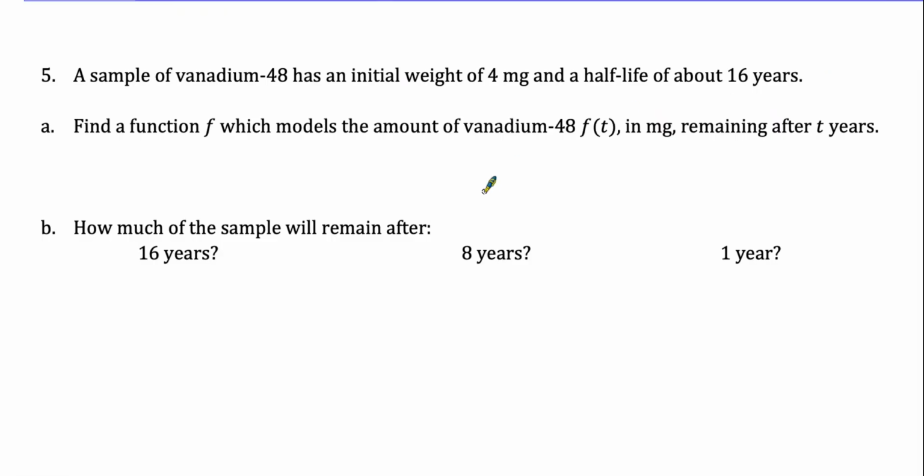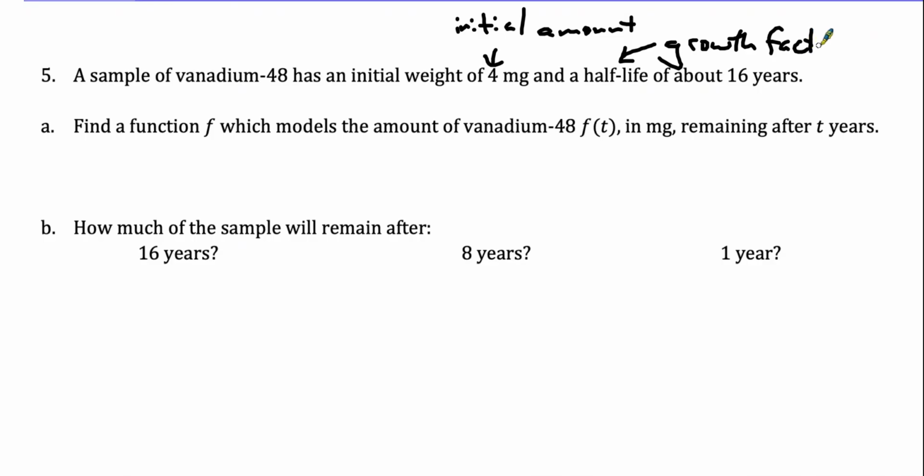Number 5 is a half-life problem. So on this one, we know a sample of this element, vanadium-48, has an initial weight of 4 milligrams and a half-life of about 16 years. So right here, we are given the initial or the starting amount, and then here, this tells me the growth factor. If I'm talking about a half-life, I know that my growth factor is going to be 1/2.